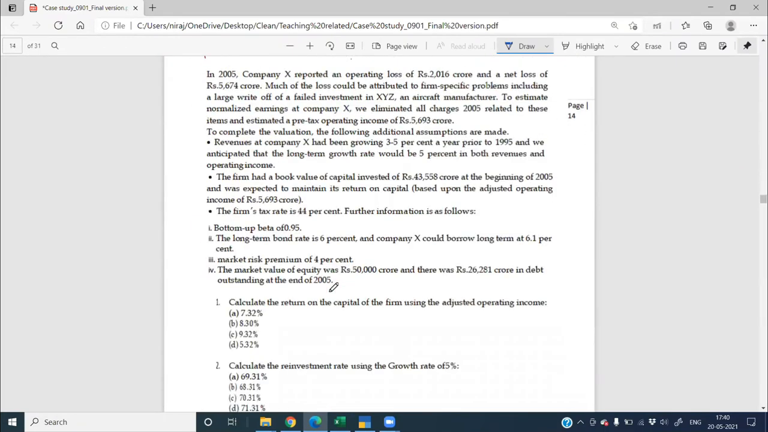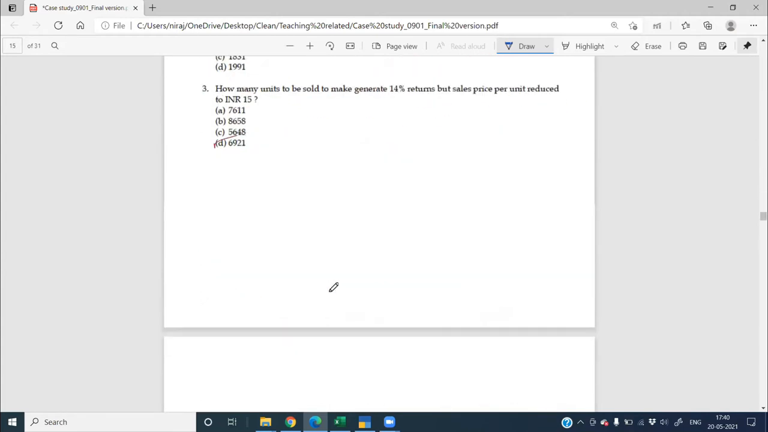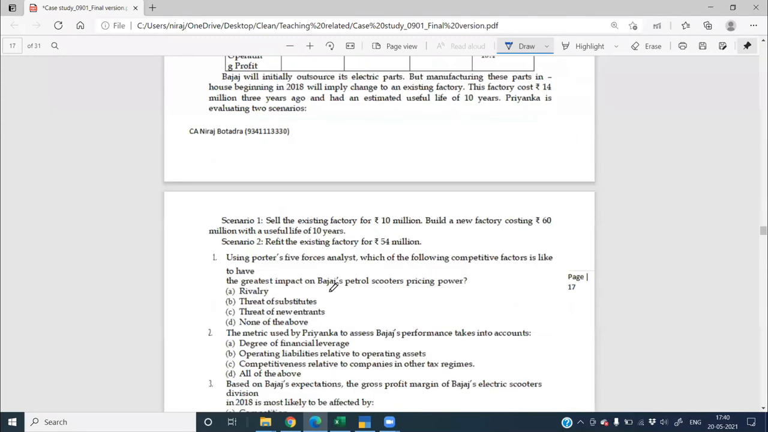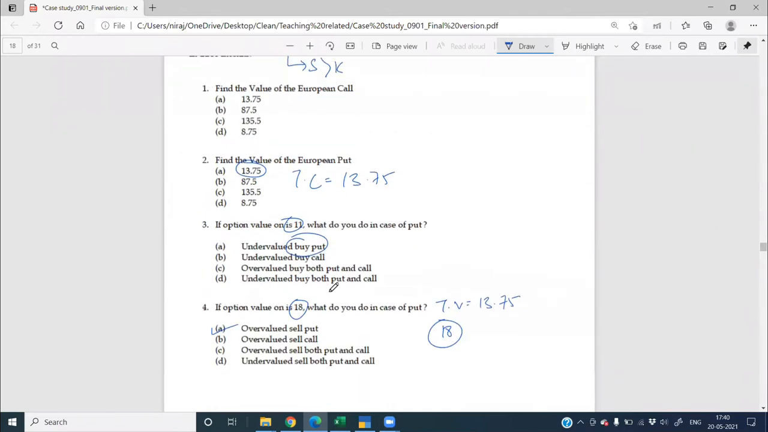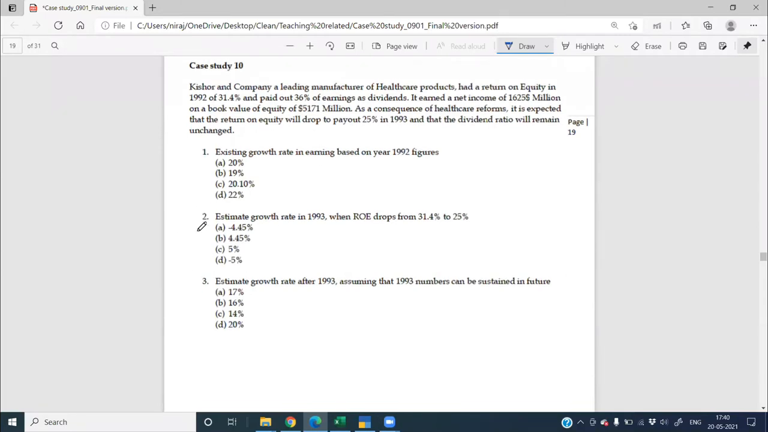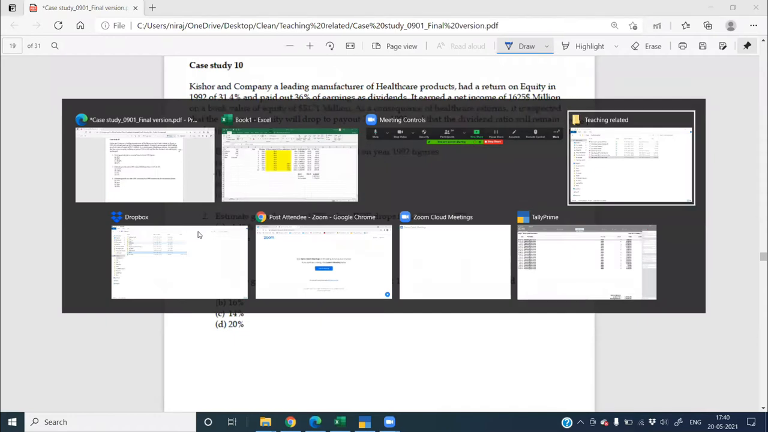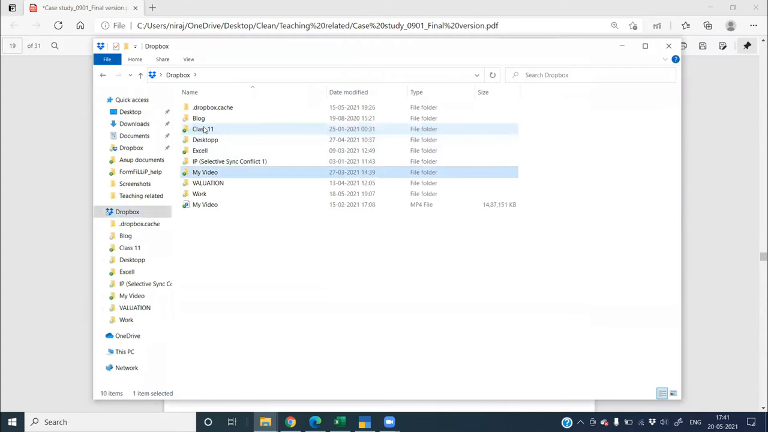Lakshman Limited we have completed. Case study 6 we have completed. 7 we did. 8 is a theoretical case study, so I have already given the answers. 9 we have completed. 10, yes. In 10, there is only one part which is very critical, which is part number 2. So we will do it very quickly. Let me open the solution for you so that it can be done more quickly.